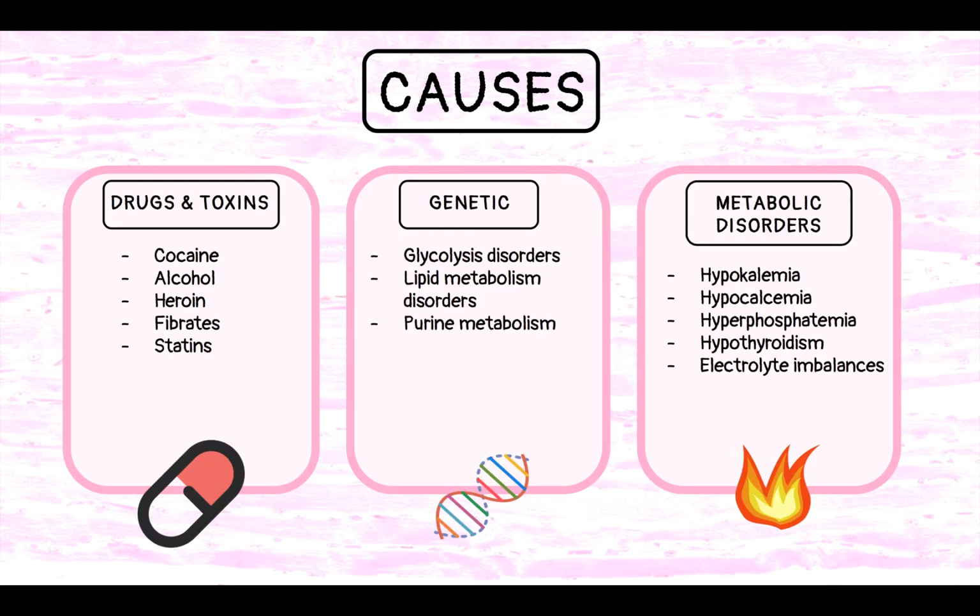There are many causes of rhabdomyolysis, so here I've listed only some. Rhabdomyolysis can be caused by drugs and toxins such as cocaine, alcohol, heroin, fibrates, and statins. Genetic disorders where it's difficult for the body to metabolize lipids or purines, or glycolysis disorders, and metabolic disorders such as hypocalcemia, hyperphosphatemia, and electrolyte imbalances can cause rhabdomyolysis.